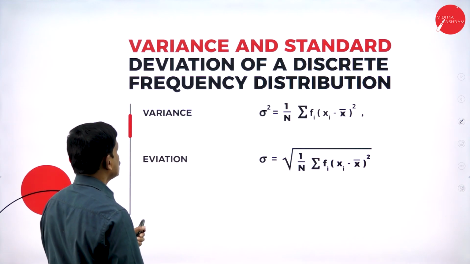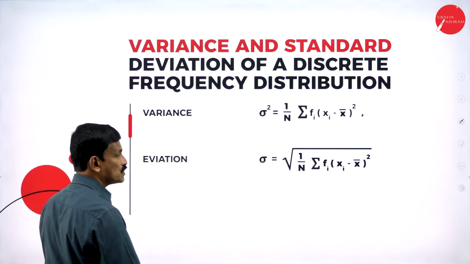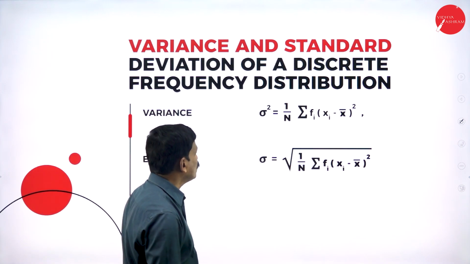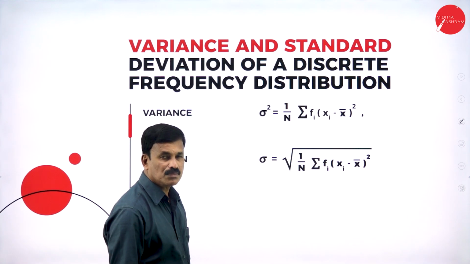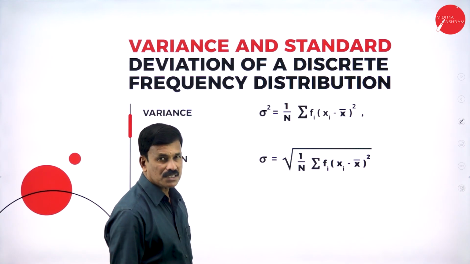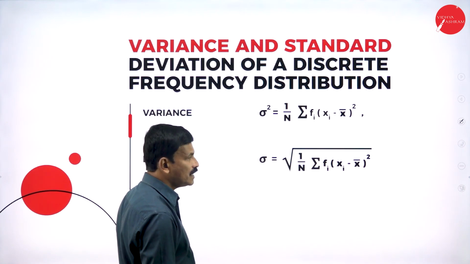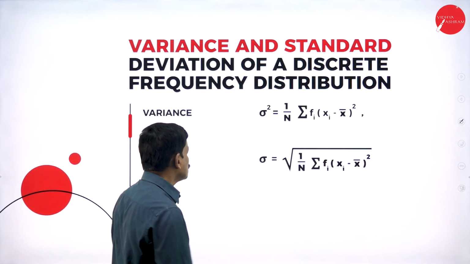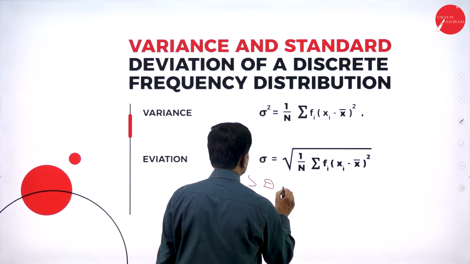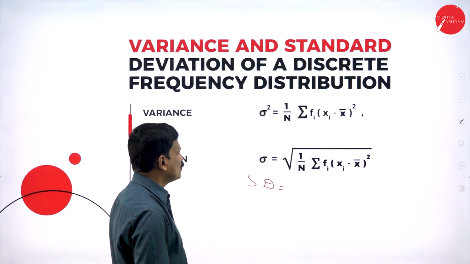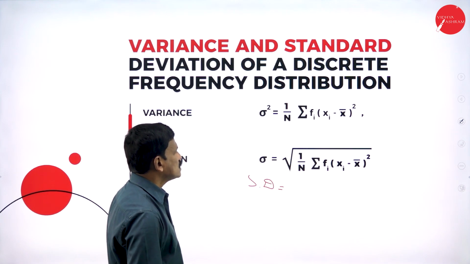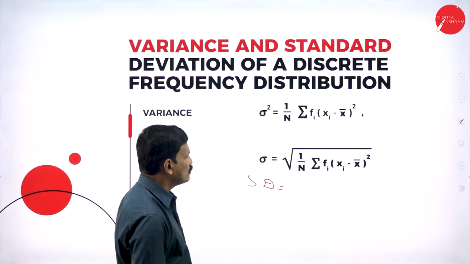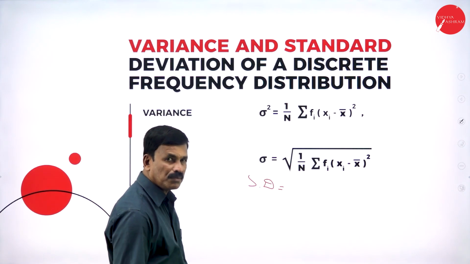Now, the variance and standard deviation of a discrete frequency distribution is given by variance rho square is equal to, same formula, 1 over n into sigma fi into xi minus x bar whole square, where n is nothing but sigma fi, and the standard deviation is given by rho is equal to square root of this. So this is the standard deviation. The standard deviation rho is equal to square root of 1 over n into sigma fi into xi minus x bar whole square, or square root of sigma fi into xi minus x bar whole square divided by n.